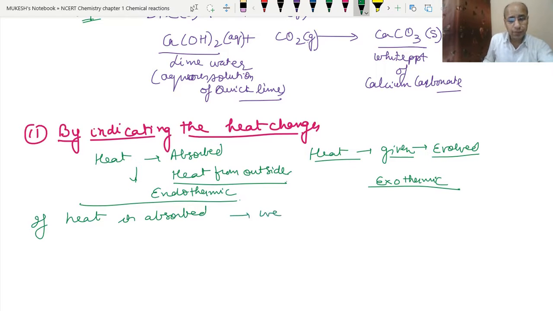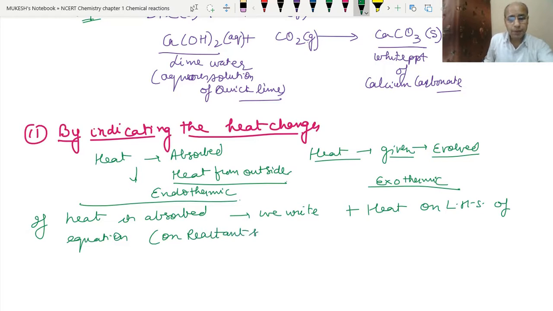Now, if heat is absorbed, then what do we write? We write plus heat on the left-hand side of the equation, that means on the reactant side. Clear? Or we can write it above the arrow.